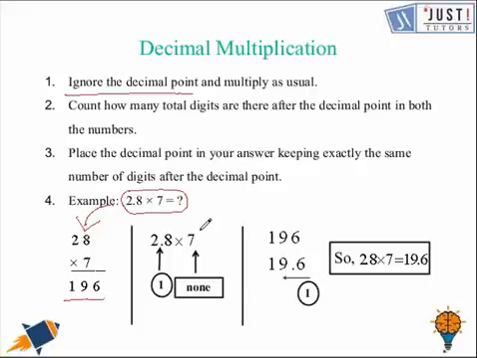The second step involves counting the digits after the decimal point in both the numbers that we are multiplying. So in this case, we've got one digit in this number, which is 8, and in the second number, we've got no digit after the decimal point. So in total, we've got only one digit after the decimal point. So in our answer as well, we need to put a decimal point such that we'll have exactly one digit after the decimal point. And the answer was 196. So we need to put a decimal right after 9 to get one digit after the decimal point, which is 6. This is how we multiply decimal numbers with any whole number.